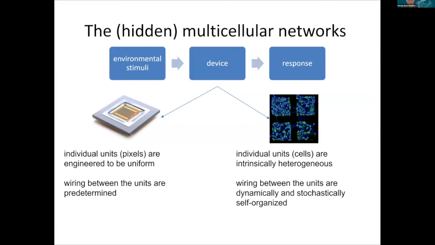But also the variance between the cells is dynamic. It depends on what stimuli are being applied and how their surroundings are. So this variation between the units is dynamically and stochastically self-organized. What we want to do is to use data science techniques to reveal the underlying networks of this dynamic system and see what they contribute to the biological processes.